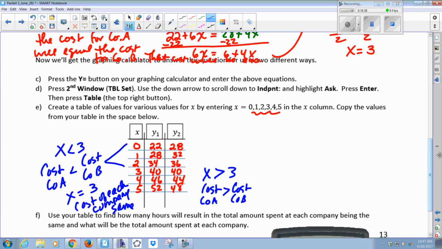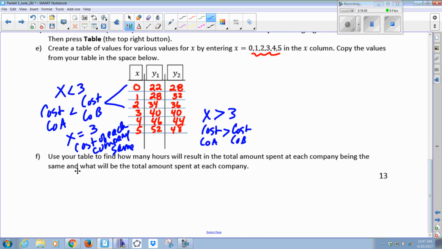So let's just use this information here that we just got. Use your table to find out how many hours will result in the total amount spent at each company being the same, and what will that total amount be? Well, we've already found that, but let's just go through the process again. So you're trying to find what value of x makes y1 equal to y2, and you see it right here.